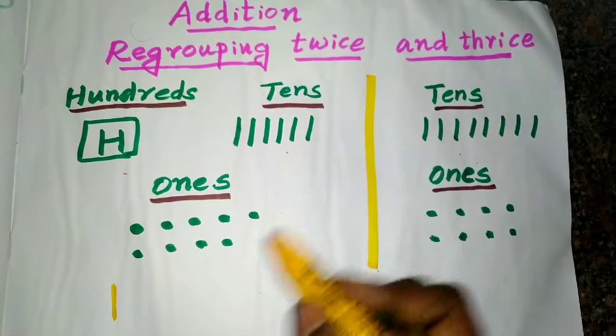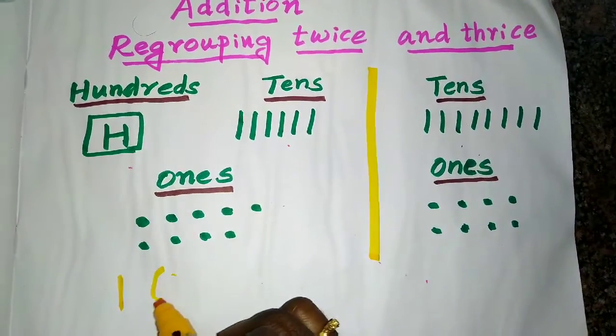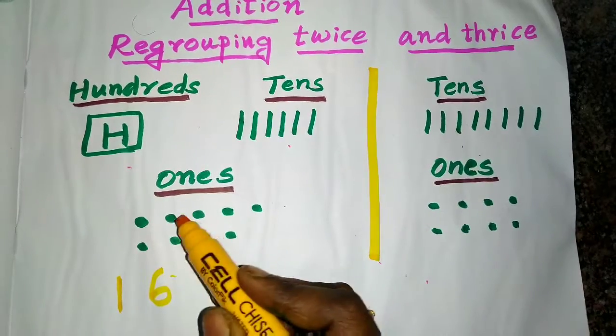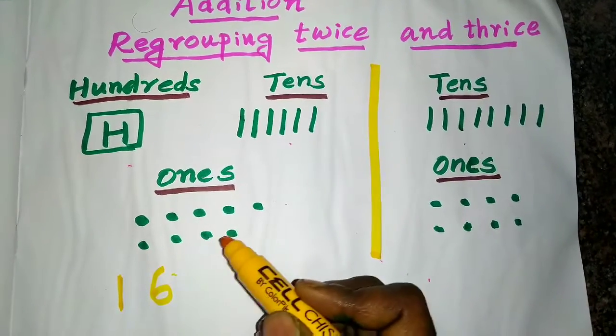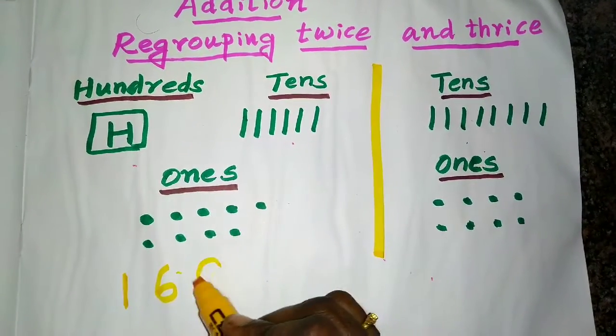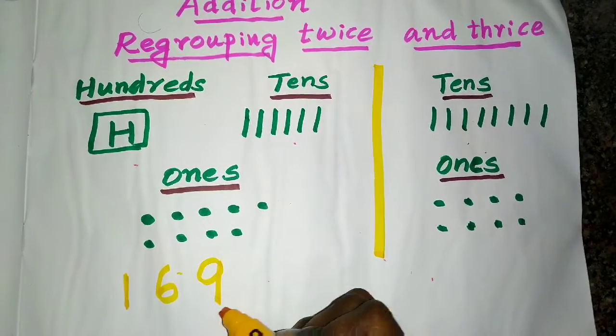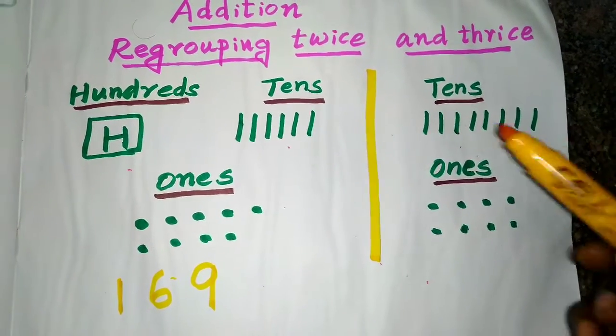In tens place, how many tens are there? 6 tens are there. In ones place, how many ones are there? 9 ones are there. So, 169. Now take the next part.